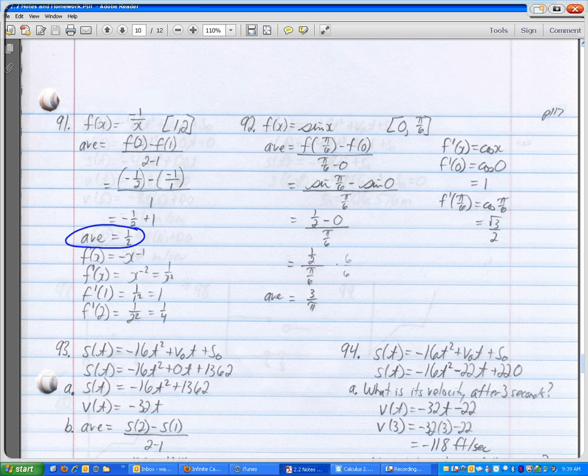Okay. Now, to get the instantaneous rate of change at an endpoint, we need the derivative, because the derivative is the instantaneous rate of change. So that negative 1 over x, I'm going to rewrite as negative x to the negative 1, because now I can use the power rule. So exponent times coefficient. Negative 1 times a negative 1 gives me a positive 1. x, subtract 1 from the exponent. Negative 1 minus 1 is negative 2. So f prime of x equals x to the negative 2.